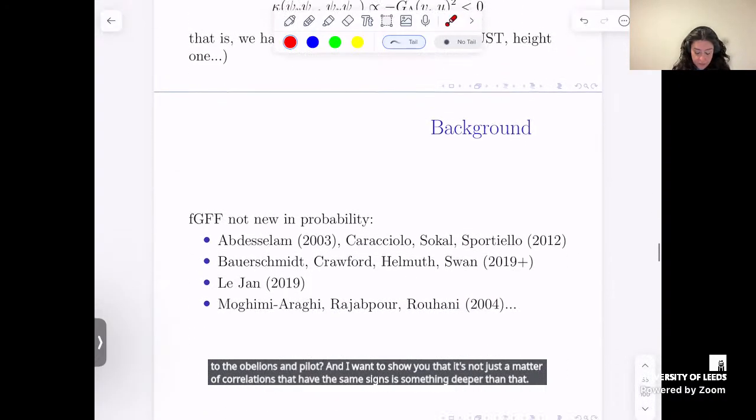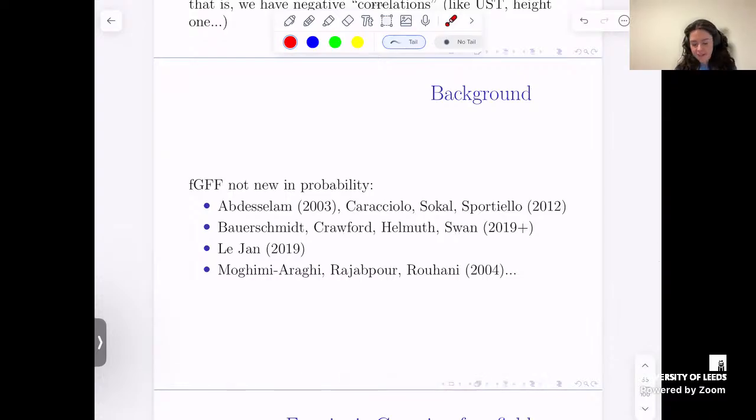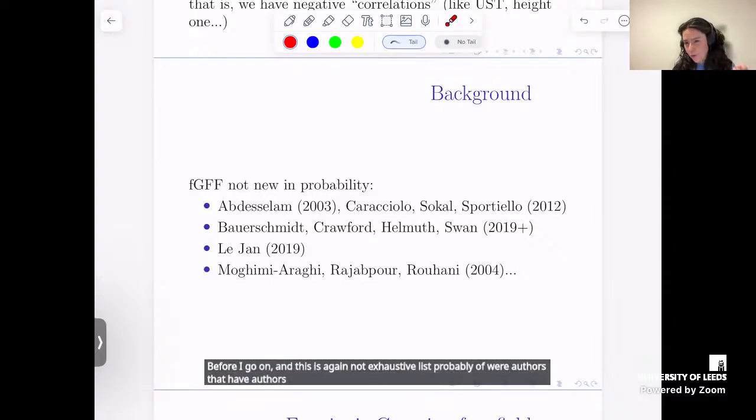So, before I go on, and this is again probably a non-exhaustive list of authors that have talked or dealt with the fermionic GFF as an important object, and not just in probability, but also in physics.